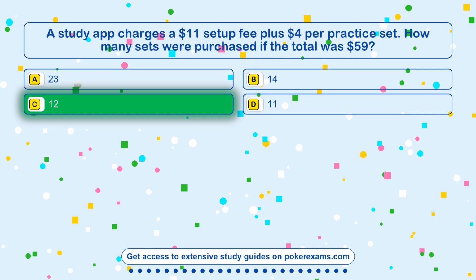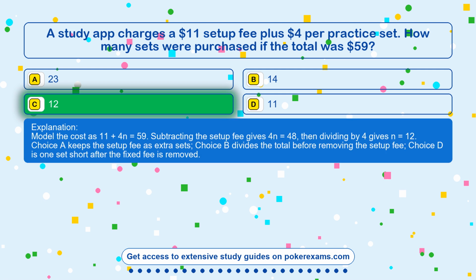The correct answer is option C. 12. Model the cost as 11 plus 4n equals 59. Subtracting the setup fee gives 4n equals 48, then dividing by 4 gives n equals 12. Choice A keeps the setup fee as extra sets, choice B divides the total before removing the setup fee, choice D is one set short after the fixed fee is removed.